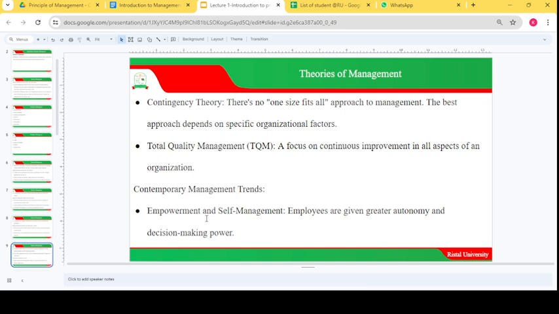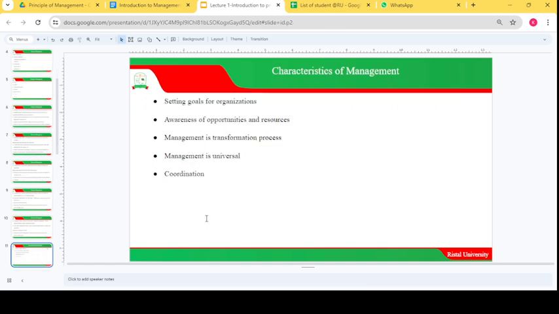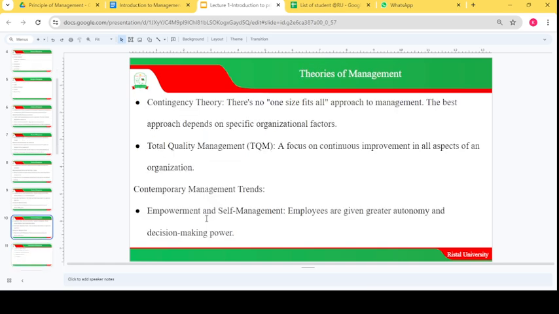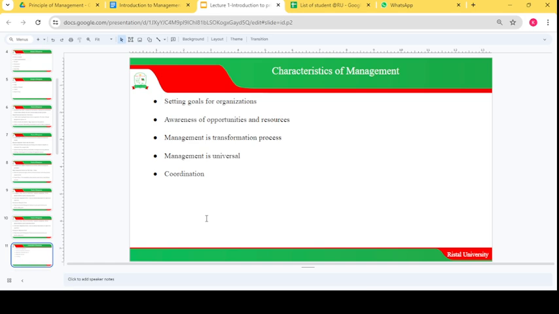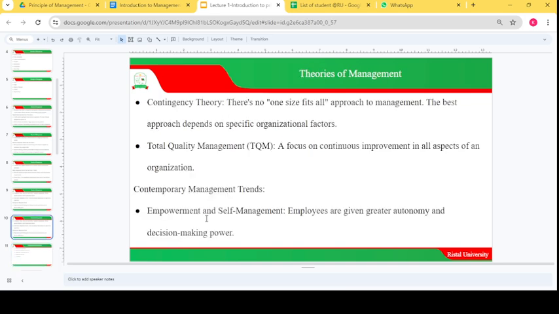Another theory we have is the contemporary management trend. Under it we have empowerment and self-management. Here the employees should be given greater autonomy and decision-making power.